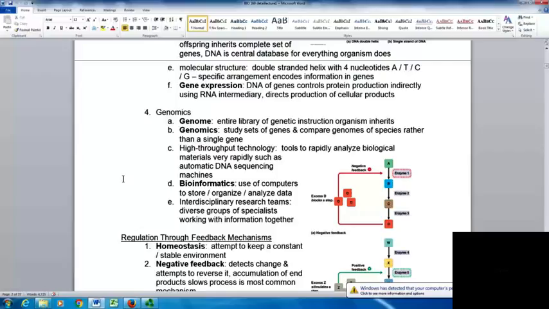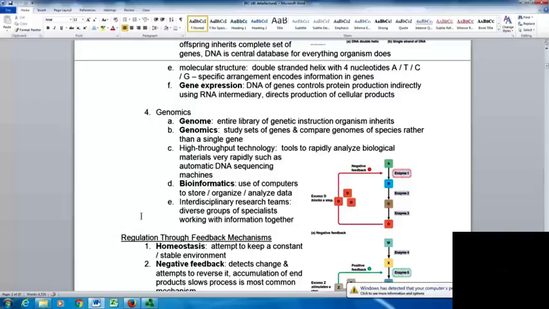A lot of times research teams are going to be more interdisciplinary now. You'll have diverse groups of specialists working on the information together. So not only do you have the biologist who's going to actually be doing the studying and carrying out the research, but you're going to have people that will work on the computers, write the software that you need. You would have statisticians that can help to analyze the data, rather than having one person try and do everything together.